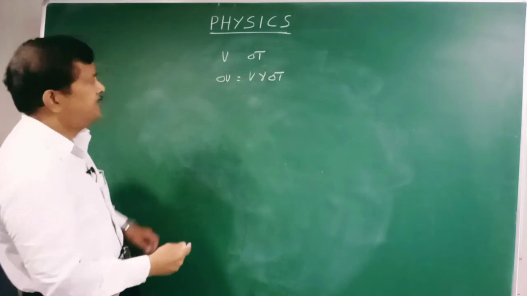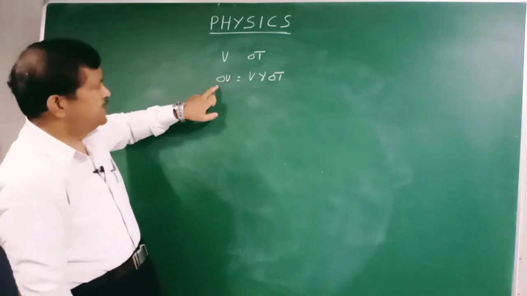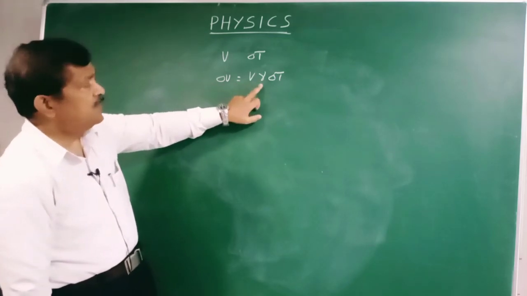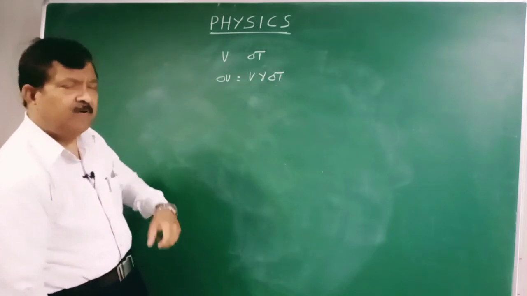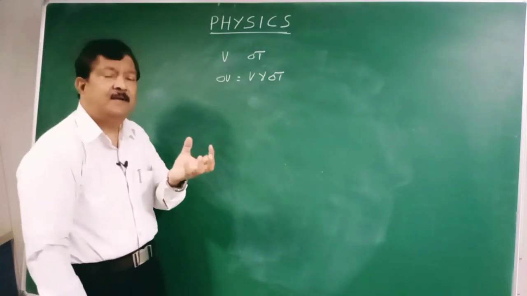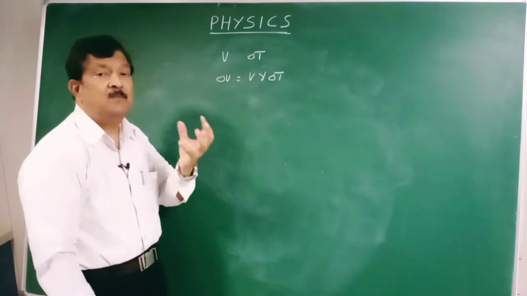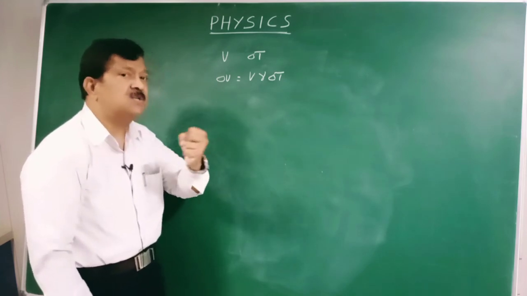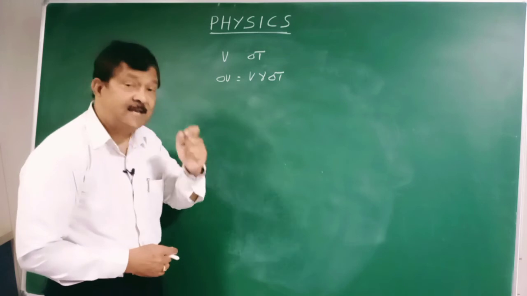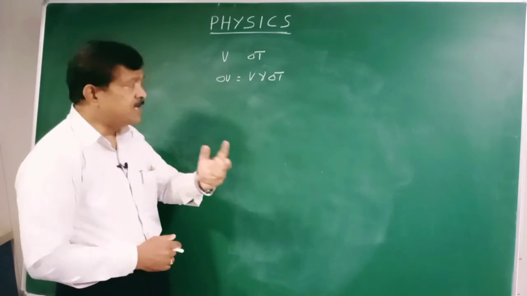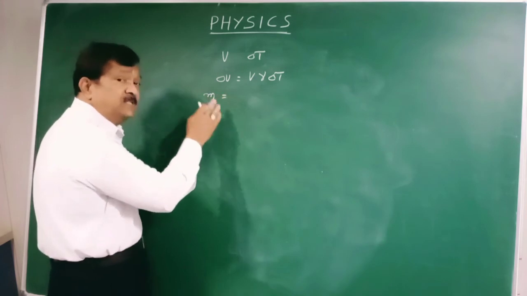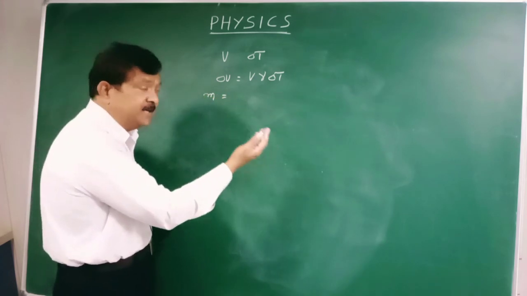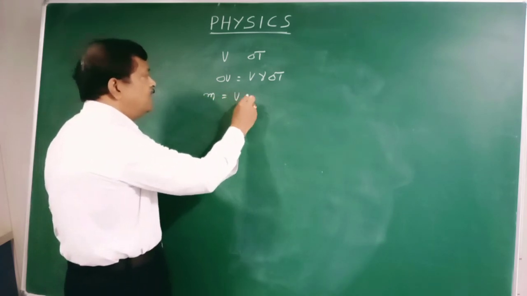ΔV = V γ ΔT, where ΔV is the change in volume, γ is the coefficient of volume expansion, and ΔT is the change in temperature. But whenever we are heating a body, there is always an increase in the volume, but mass remains constant. Mass always remains constant. As a result, the mass of the body is always the product of volume and density. So mass is volume into density.